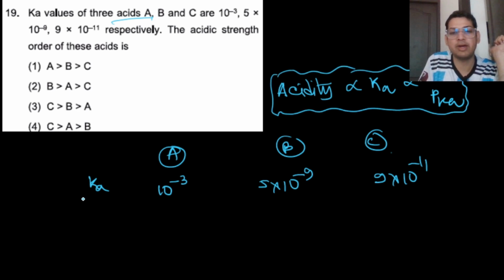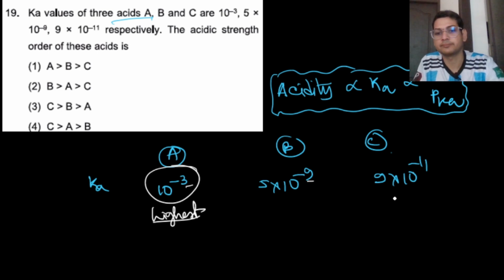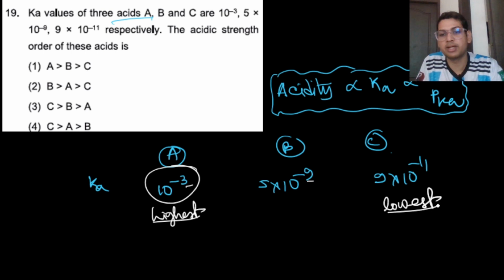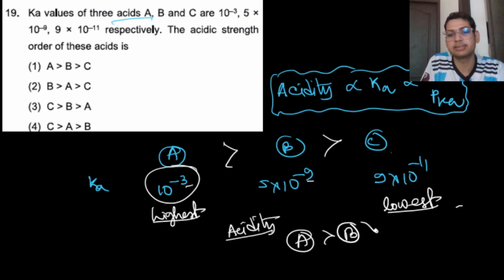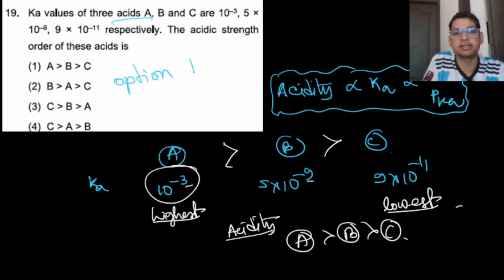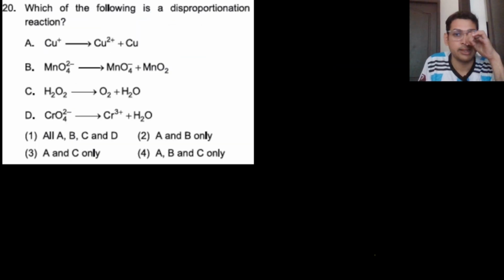So here Ka value is highest for the power minus 3, then minus 9, then minus 11. So this value is the highest, and this value is the lowest. So if I do Ka order, then A greater than B greater than C, and acidity order will also be the same. So acidity order will be A greater than B greater than C. That means what is your answer? Option number 1 will be your answer. Got it? Then go for the next thing, disproportionation.